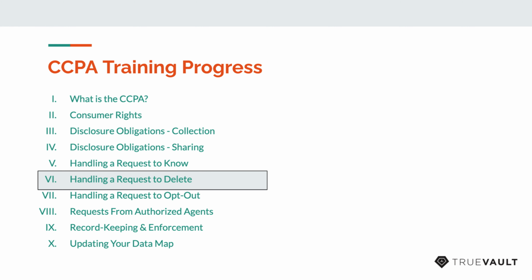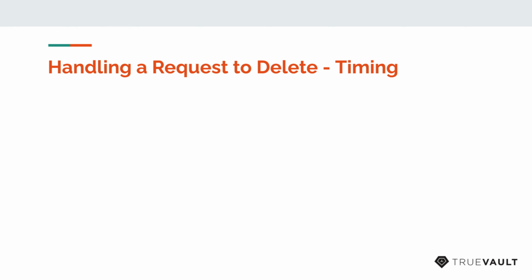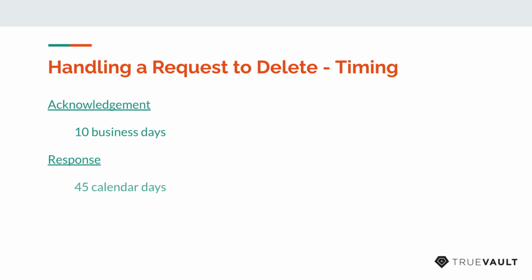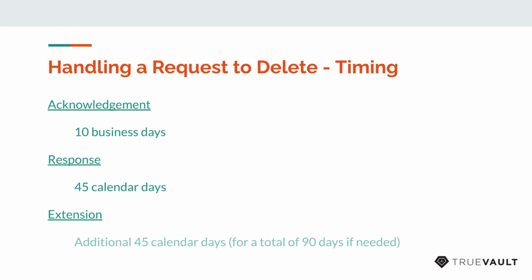Now we'll walk through the steps for handling a request to delete. A business must acknowledge a request to delete within 10 business days and provide information about how it will process the request. It must respond in full to a request to delete within 45 calendar days. A business may extend the response period to a total of 90 calendar days from the date of the request if it has reason to do so and informs the consumer of the reason within 45 days of the request.